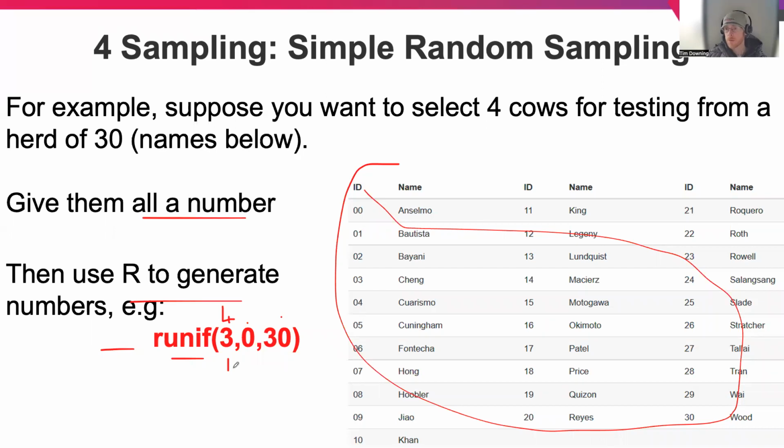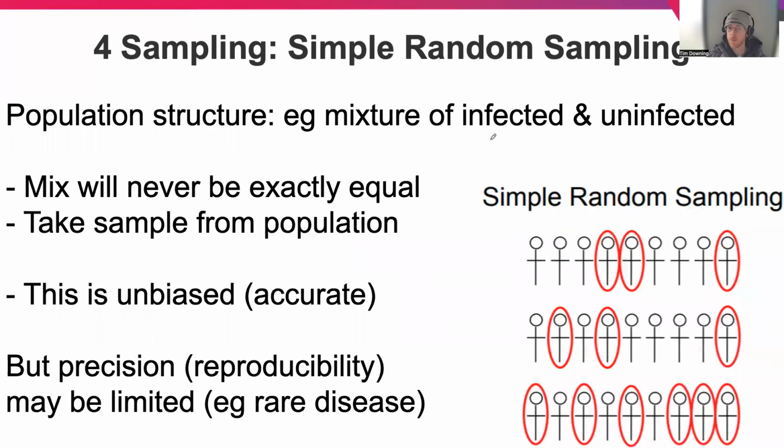We also have to think about more nuanced experiments where you're dealing with a structure. So that might be, say, 2 categories, maybe infected and uninfected. We think about how we access them if the frequency of infected people is rare. So for sampling from those different groups, the mix will never be exactly equal, and our sample will always be an approximation of the population.